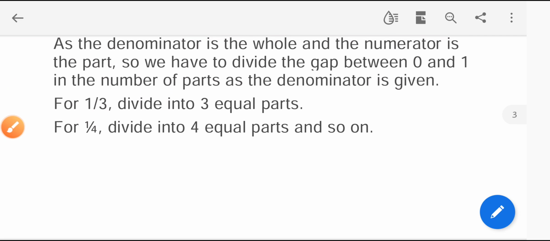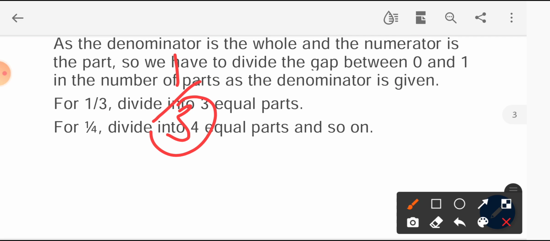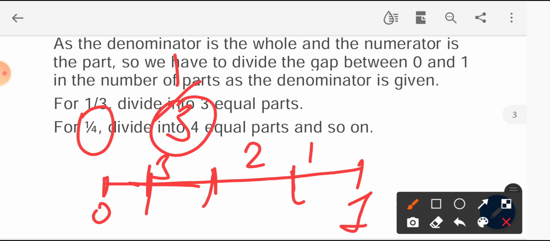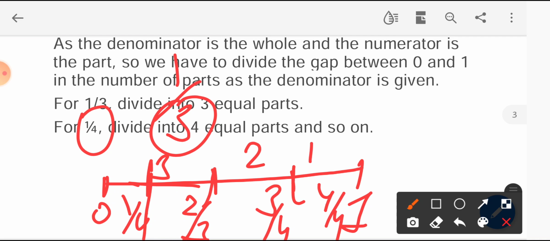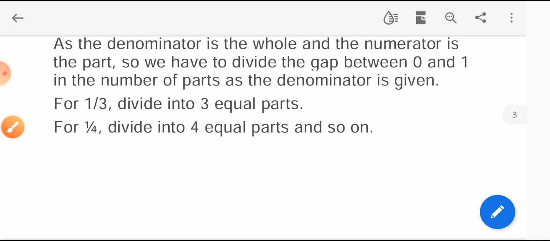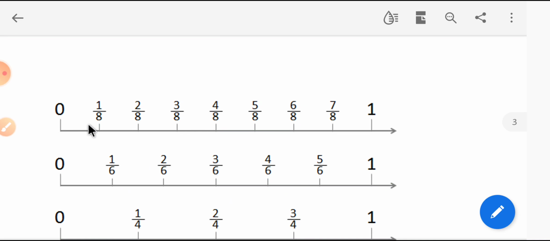Same for example 1 upon 3. Here the denominator is 3. It will also come between 0 and 1. So you have to divide 0 and 1 into 3 equal parts: first part, second part, third part. In the next example, 4 is given. It means you have to divide into 4 equal parts. So like this you have to mark 1 by 4, 2 by 4, 3 by 4, 4 by 4. So according to the denominator number you have to divide the given number line. So let us see by example only. See here, you have 1 by 8, 2 by 8.